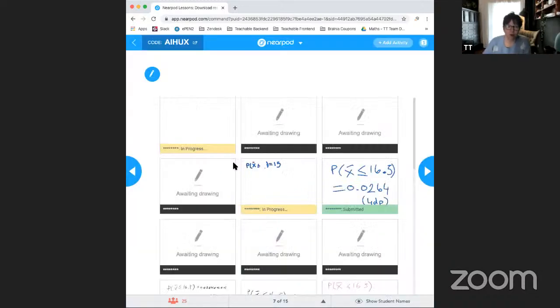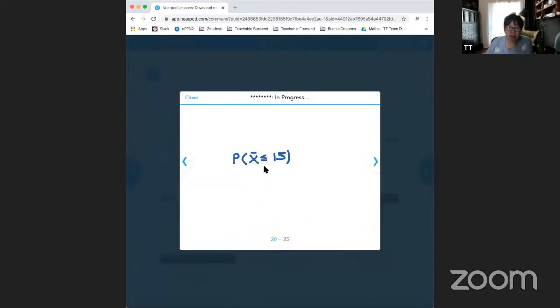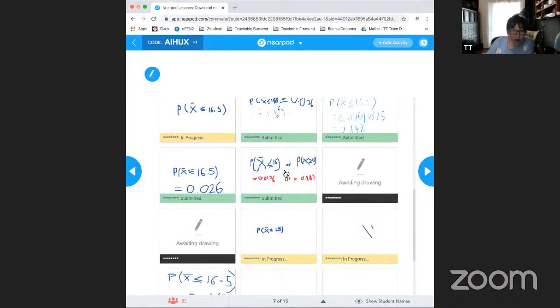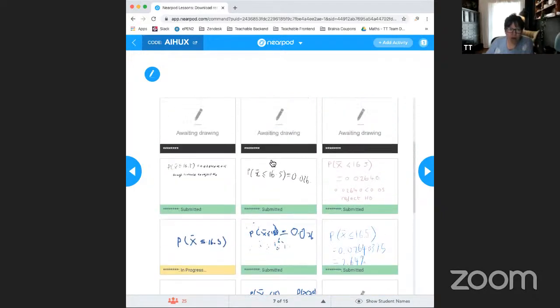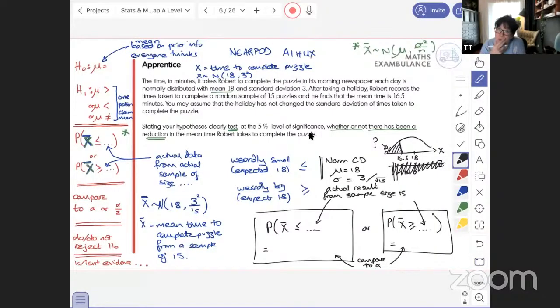Let's see if there's anything else interesting. Lots of 15s here. Why have we got lots of 15s? I think there's like 3 15s out of maybe 10, which is interesting. Why would we have 15 less than or equal to 15? I'll go back to the question. It's people who put 15. Oh, continuity correction. We don't need a continuity correction here because we're not moving from binomial to normal.